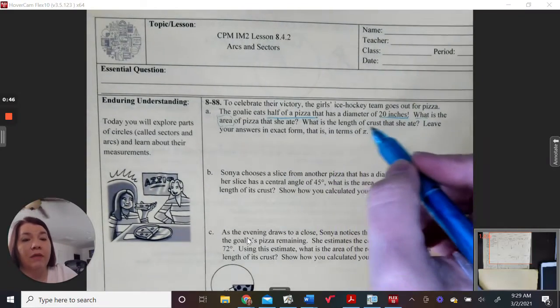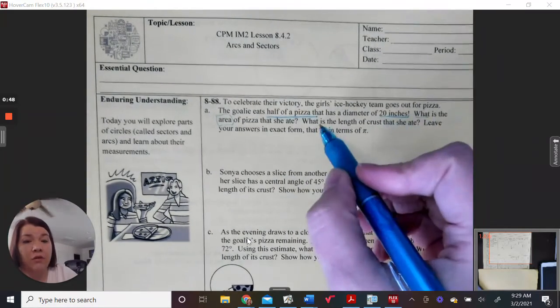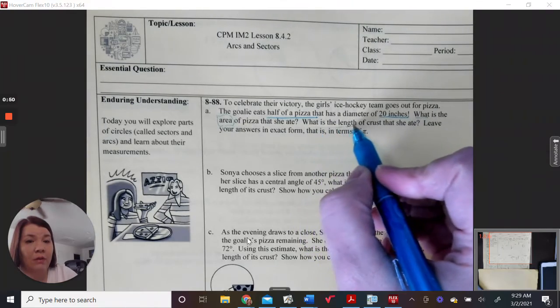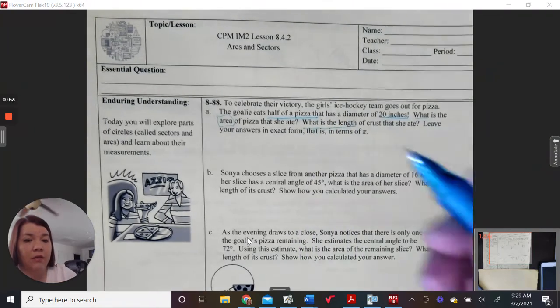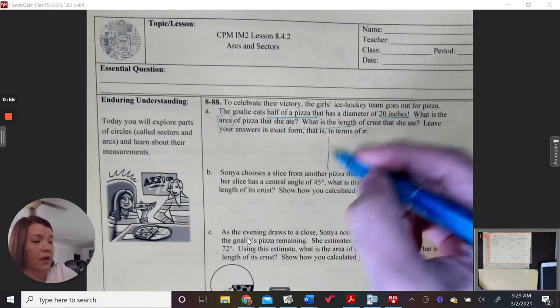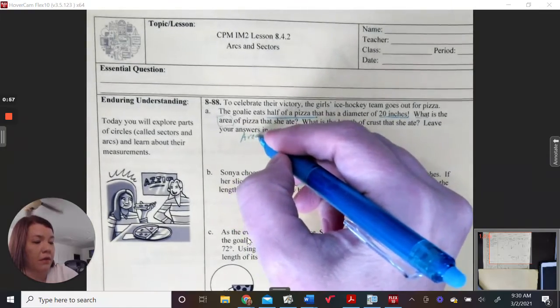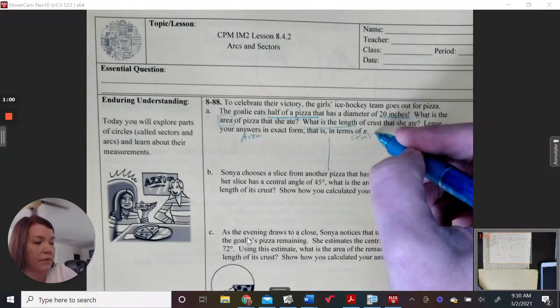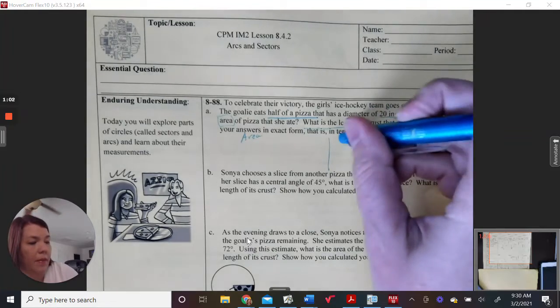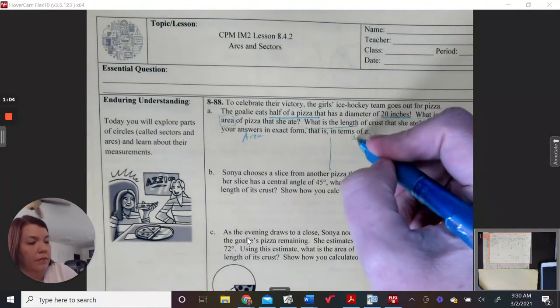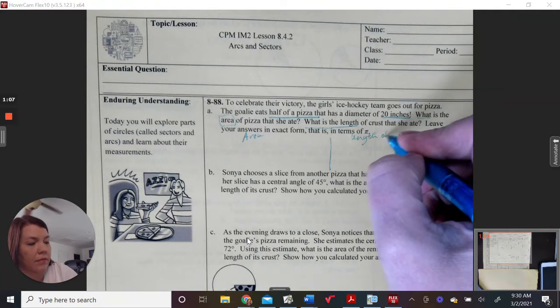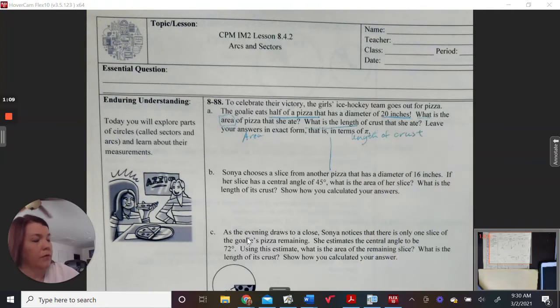What is the length of the crust that she ate? So we have two questions. What is the length of the crust she ate? And what is the area that she ate? So we're going to go with first area, then crust. Okay, so this is a fairly straightforward process.